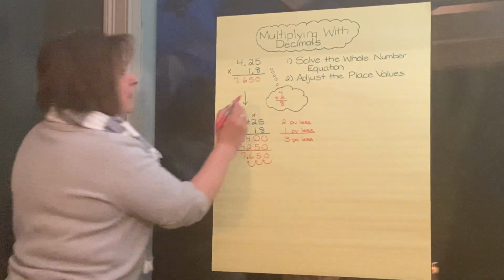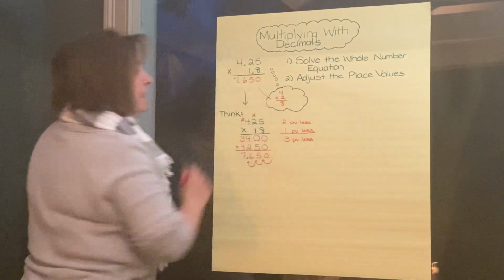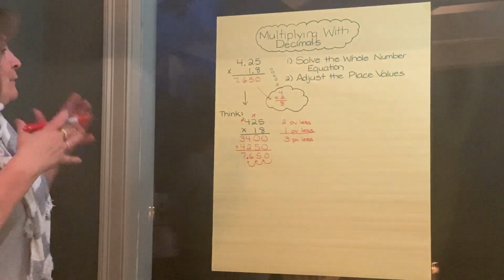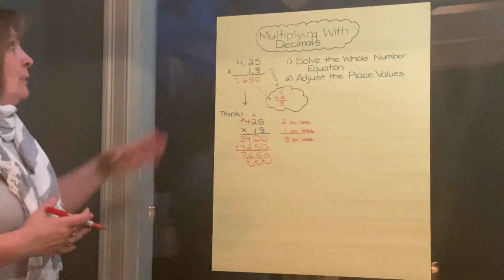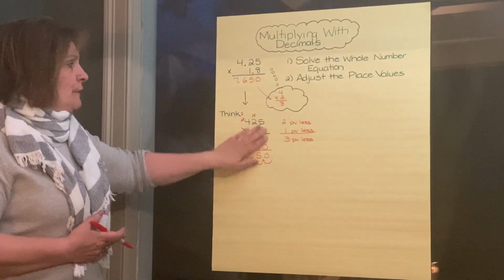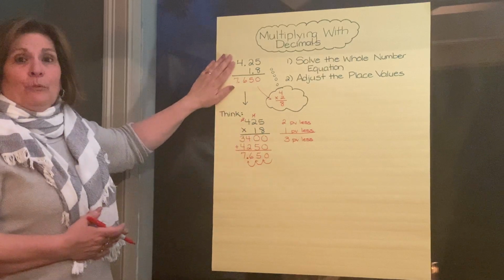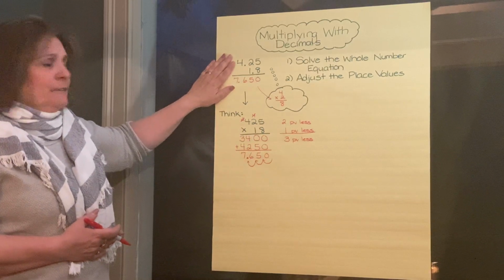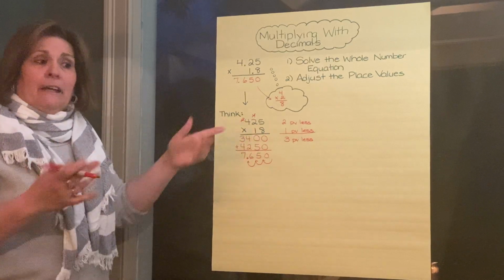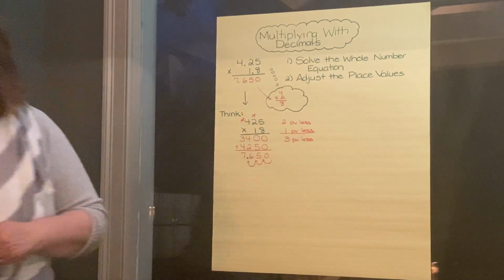We compare it to our estimate, and yep, it is pretty close to the number 8. So that's how we're going to do multiplying with decimals. We're going to think about the whole number, and then we're going to adjust for place values. But you don't have to rewrite this whole problem. Let me show you what I mean.